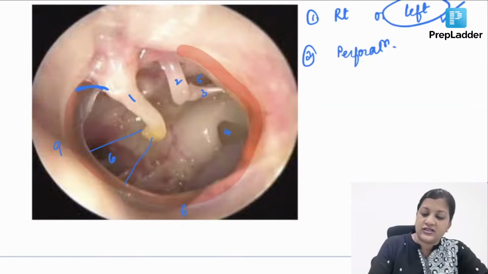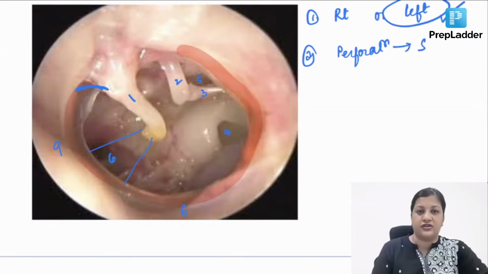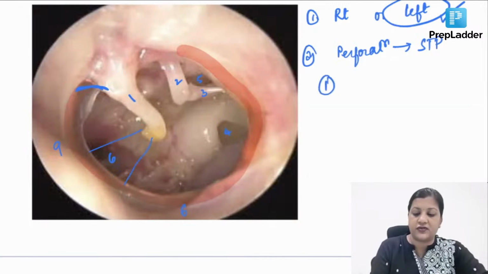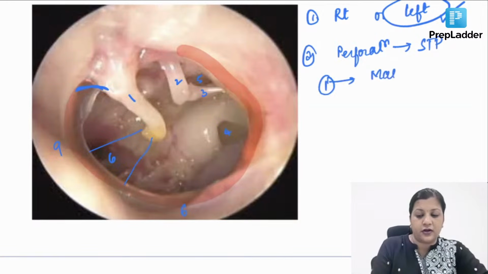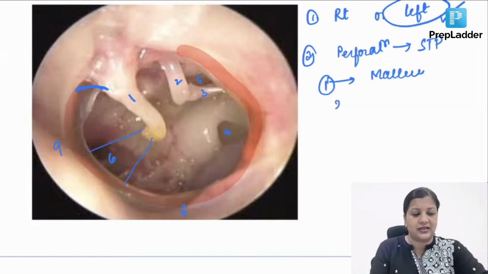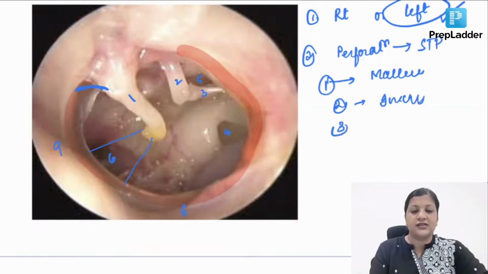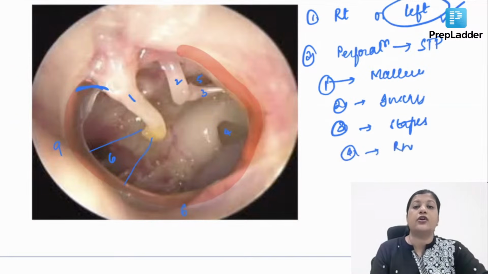So what would we call this as? This is a subtotal perforation. Okay, now when we know that this is a subtotal perforation, now we need to identify structures. What is structure 1? It is nothing but your handle of malleus, which we've already discussed, nothing new. What is structure 2? It is the long process of incus, right? That's also done. What is structure 3? It is your stapes. Okay, what is your structure 4? Structure 4 is nothing but your round window.